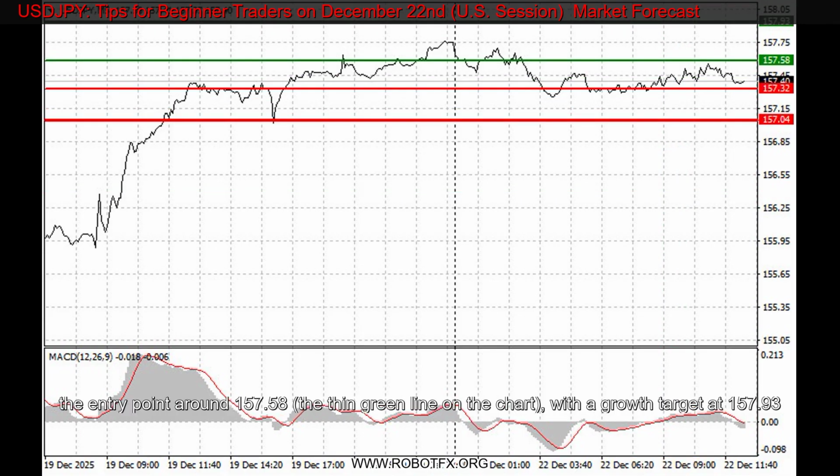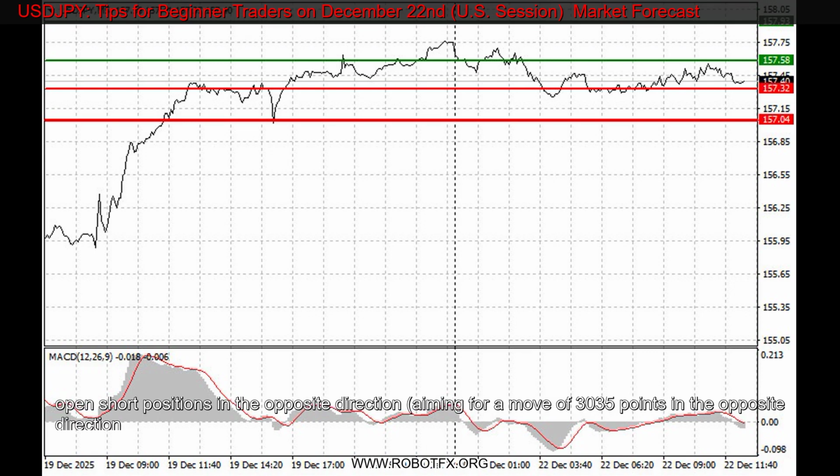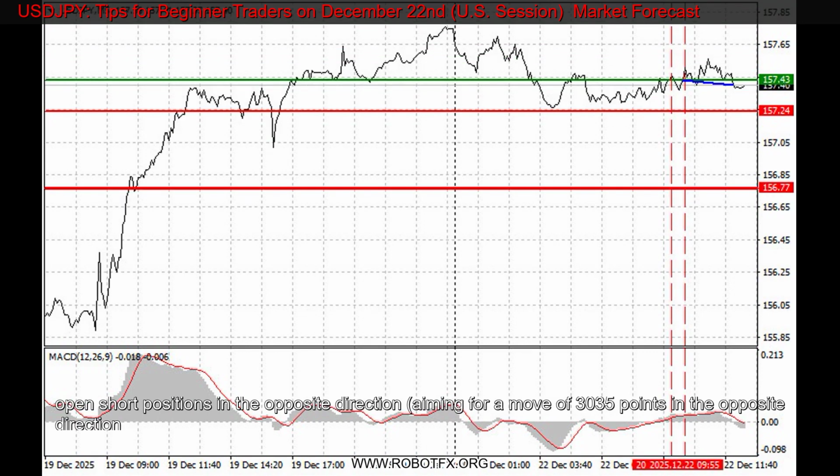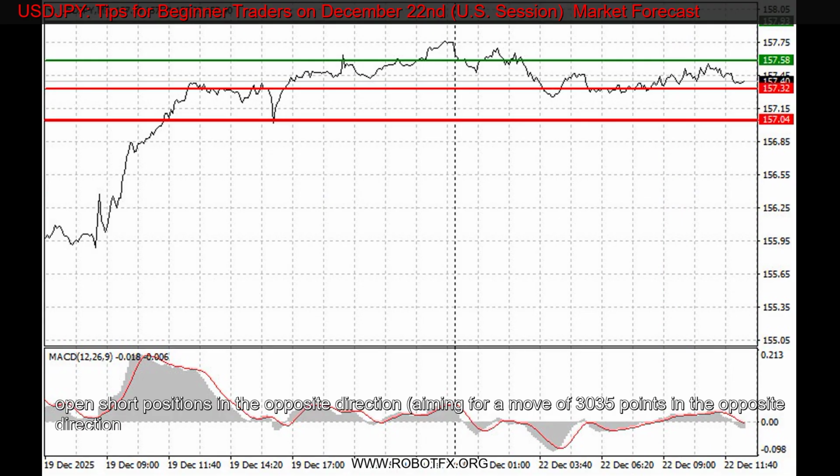As for the intraday strategy, I will rely more on the implementation of scenarios No. 1 and No. 2. Buy signal, scenario No. 1. I plan to buy USDJPY today upon reaching the entry point around 157.58, the thin green line on the chart, with a growth target at 157.93, the thicker green line on the chart.